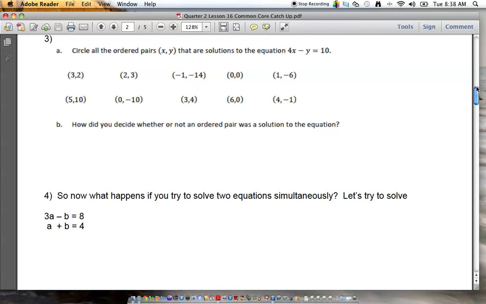Okay, so now we look at this one here. It says circle all the ordered pairs that are solutions for 4x minus y equals 10. I only want to do the first row. I don't want to do the bottom row. It takes too long. So look at the first row and find all the solutions that work for 4x minus y equals 10. There may be more than one, I really don't know. Because it does say find all of the solutions. It doesn't just say find the solution.